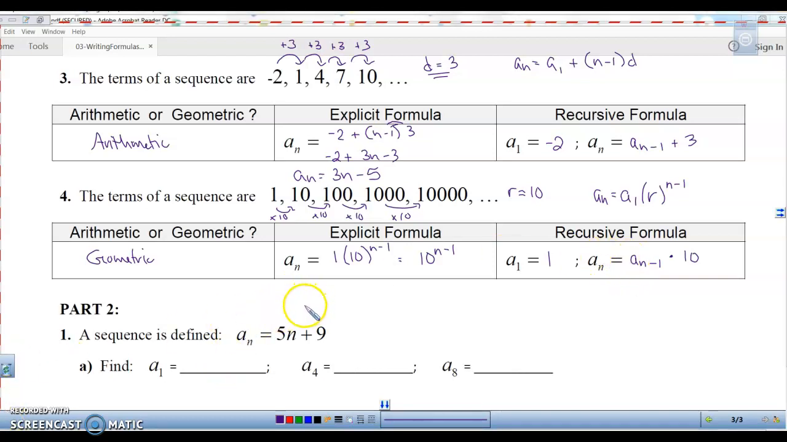Now that should give you some practice on the difference between writing an arithmetic sequence or a geometric sequence, and how to write both the explicit and the recursive formulas for them.